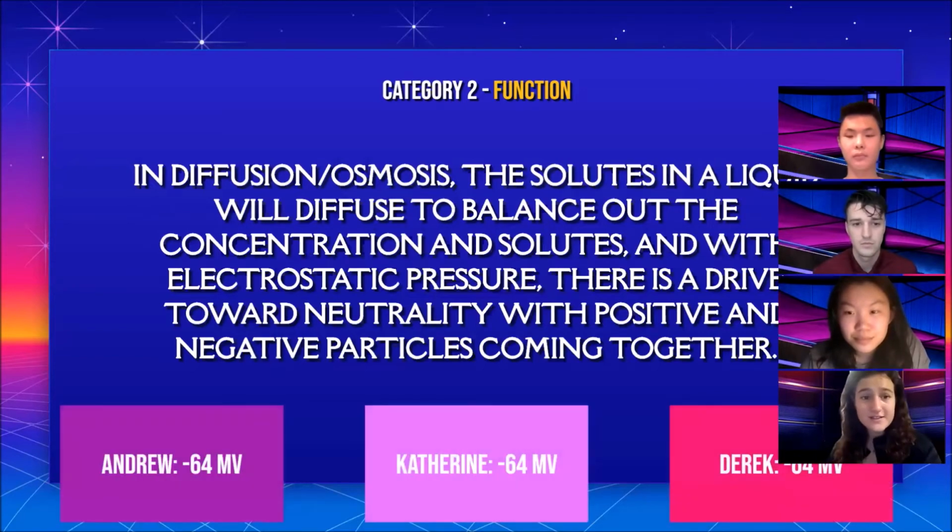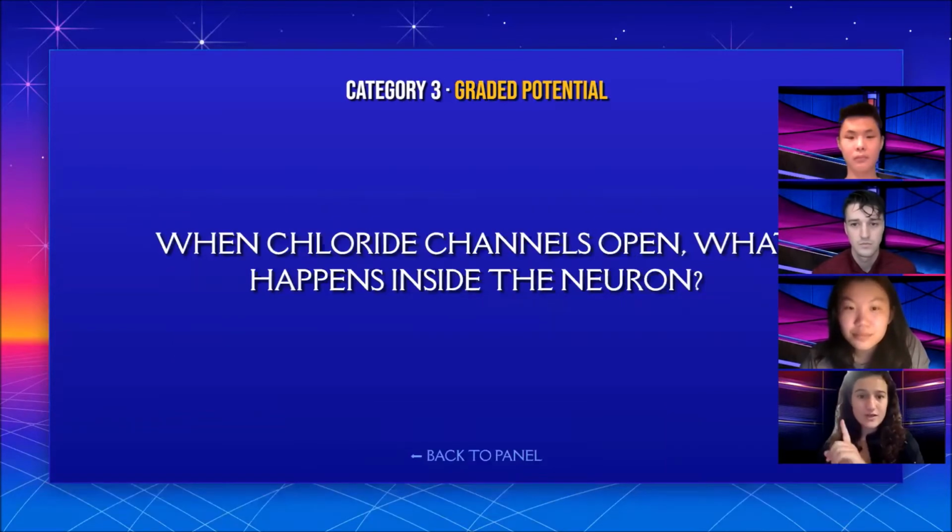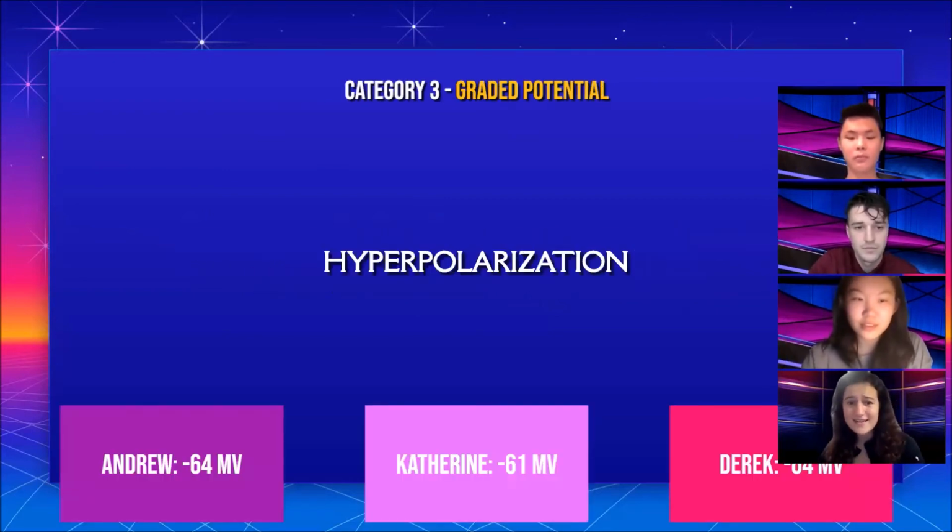And now we can move on to the graded potential section. First question, when chloride channels open, what happens inside the neuron? So it's hyperpolarization, so an inhibitory postsynaptic potential. That's correct. Our contestants are on a roll. And there's also a small local hyperpolarization where the inside is made more negatively charged due to chloride ions, and this makes the action potential harder to stimulate.